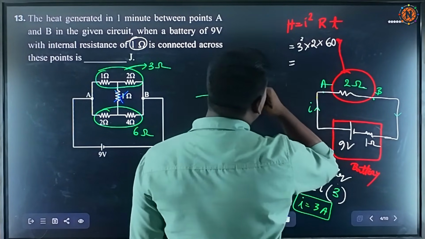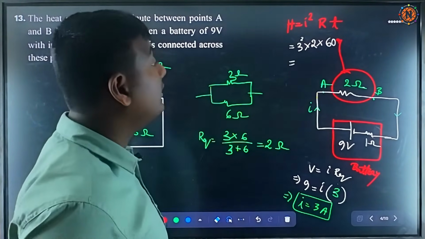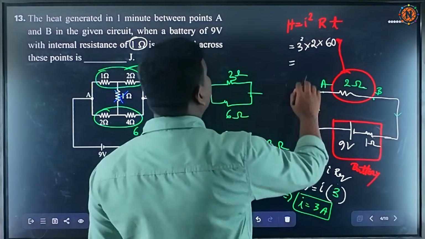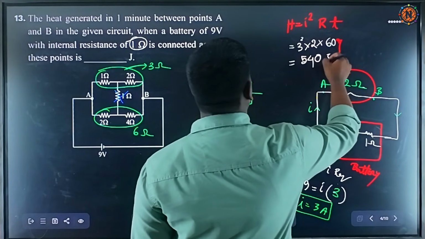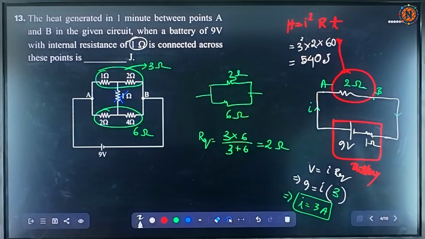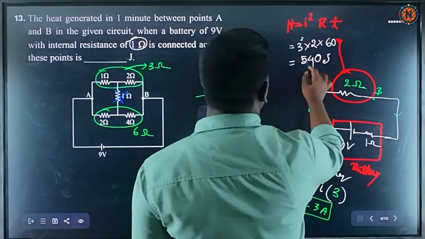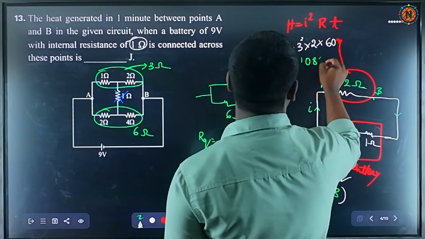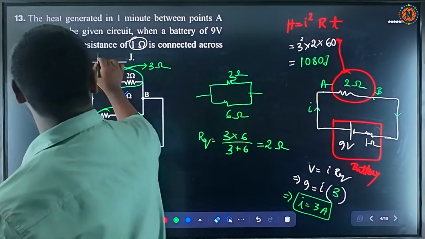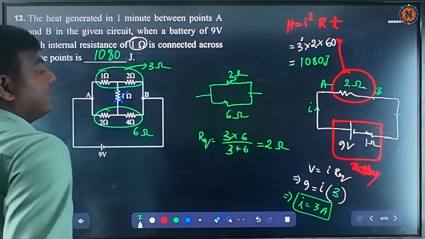So that will be 3 square means 9. 9 into 2 means 18. 18 into 6 means 54, 540 joule. This is the answer. Let me check. Okay, so the answer is 1080 joule. Okay, just calculate, you will get 1080 joule. Okay, let's go to the next question.